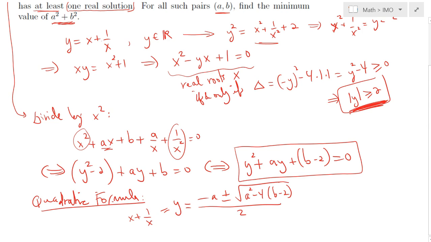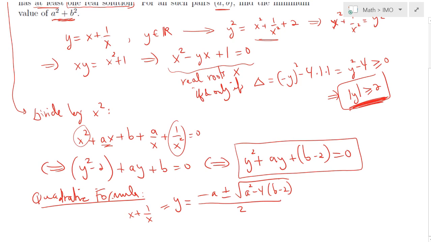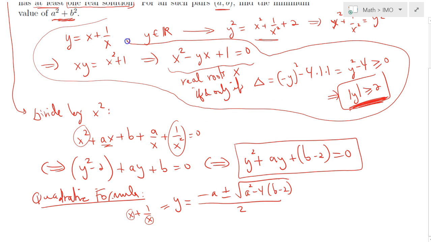So the condition that we ensure that at least one of the x is real, remember, when we started here, the condition that at least one of the x is real was that the absolute value of y was greater than or equal to 2.